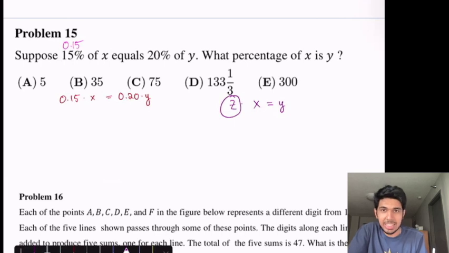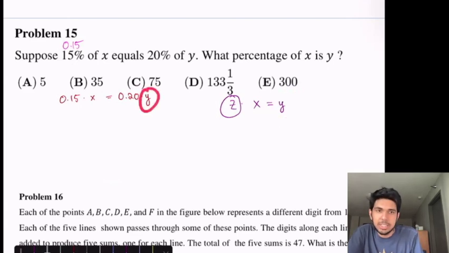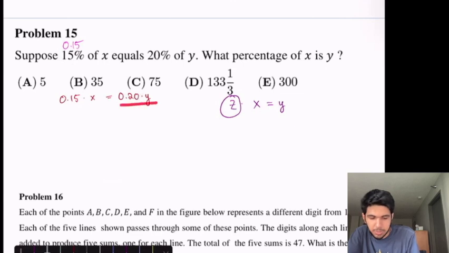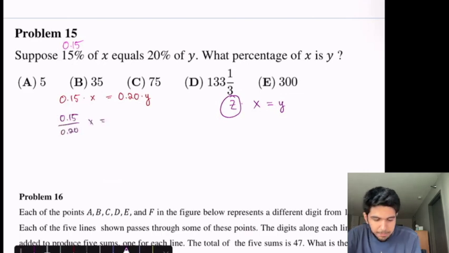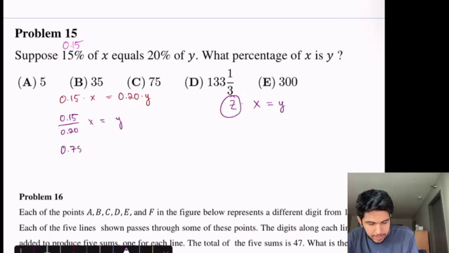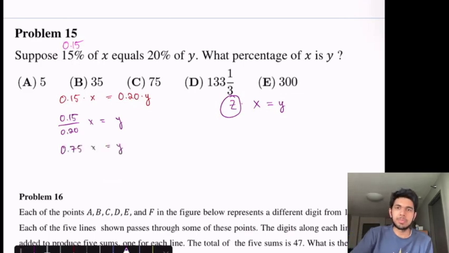Well, how are we going to do that? We see an x and a y on opposite sides of this equal sign, which is what we have here. And here we have y isolated. So why don't we isolate y in this other equation by dividing by 0.20 on both sides? So we get 0.15 divided by 0.20x equals y. And if you divide that out, 0.15 divided by 0.20, you'll get 0.75x equals y. Wait a second, that's exactly what we're looking for, right?